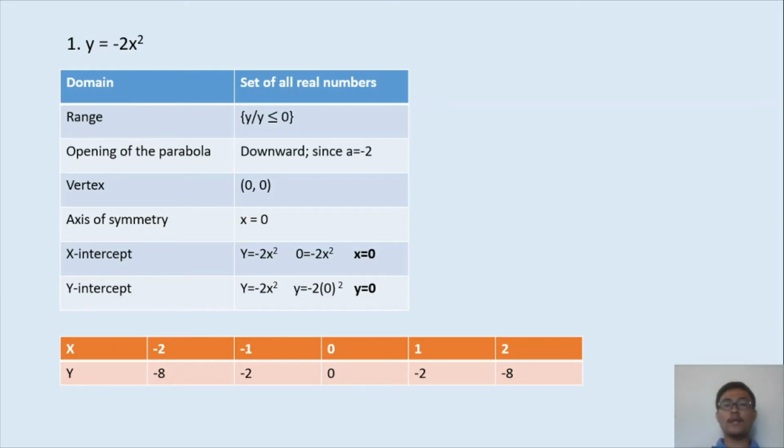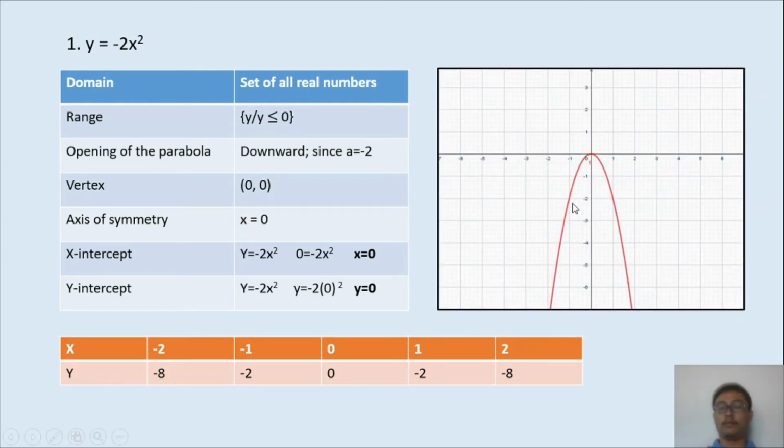Since it is a parabola, it's just a reflection of the other number before 0. So, you have negative 1, negative 2, negative 2, and negative 8. So, these are the ordered pairs. So, we can actually graph now this quadratic function. So, ito yung magiging itsura ng ating graph.